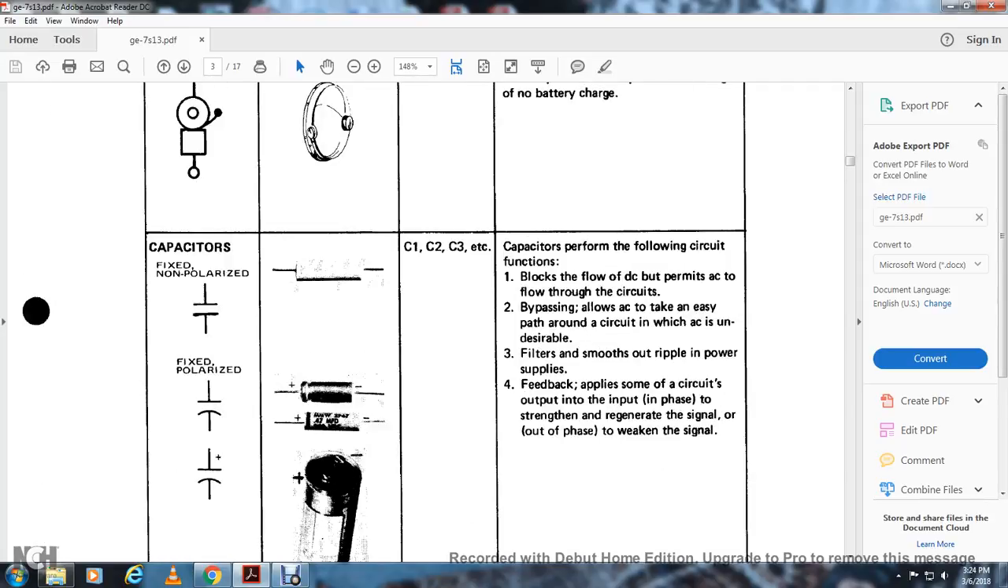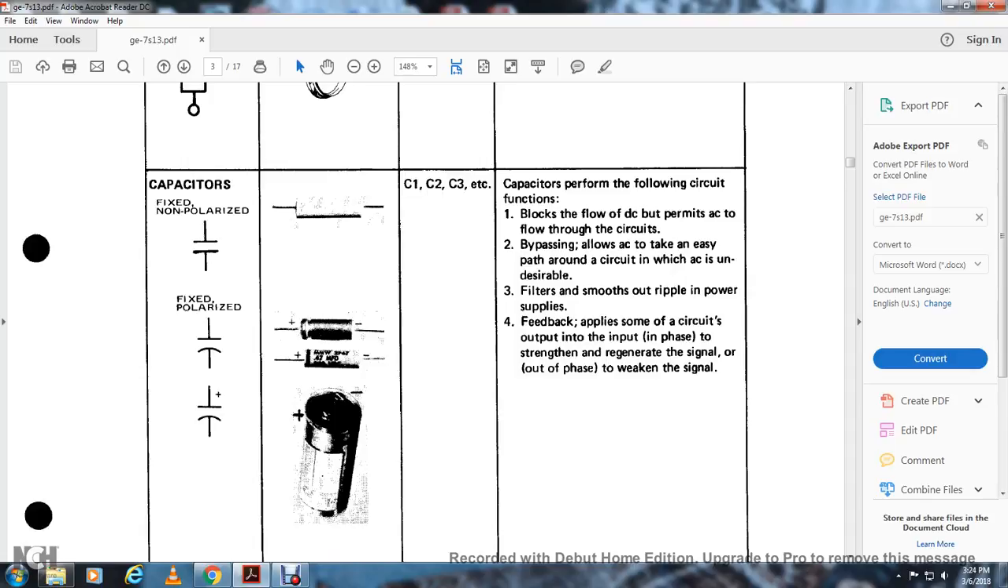Your capacitors, fixed non-polarized, show parallel dashes in between a line. And your fixed polarized shows one parallel dash, one convex and one concave. Alright, these are your pictorials and your designations C1, C2, C3 for capacitors, etc.